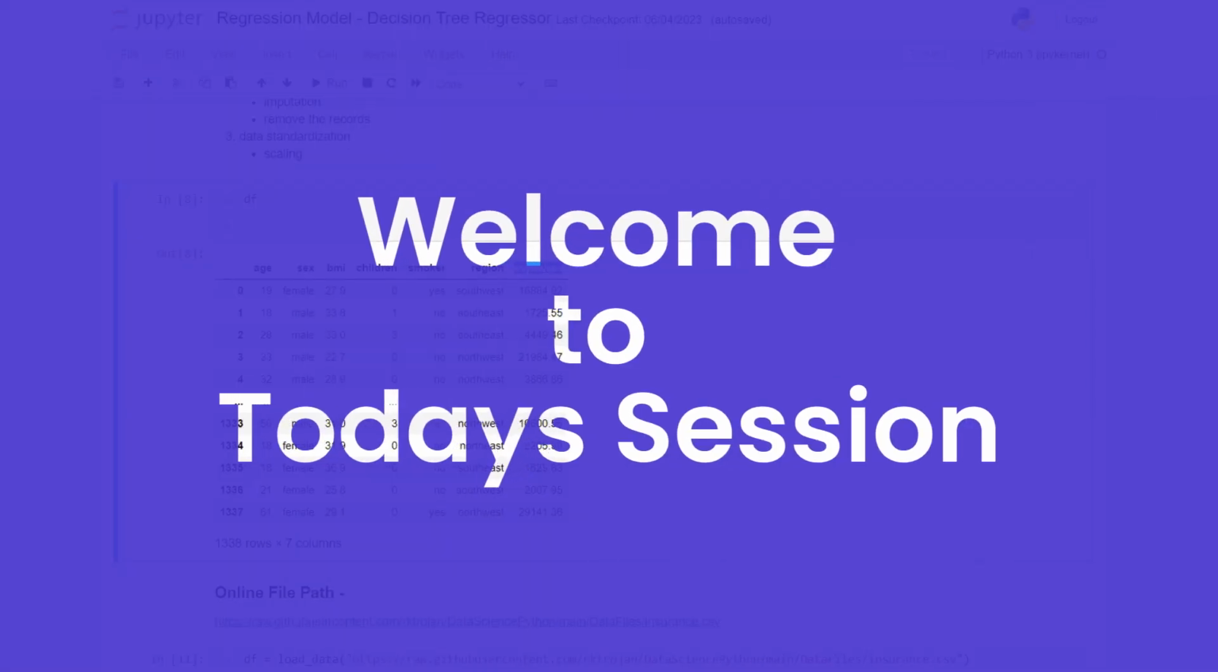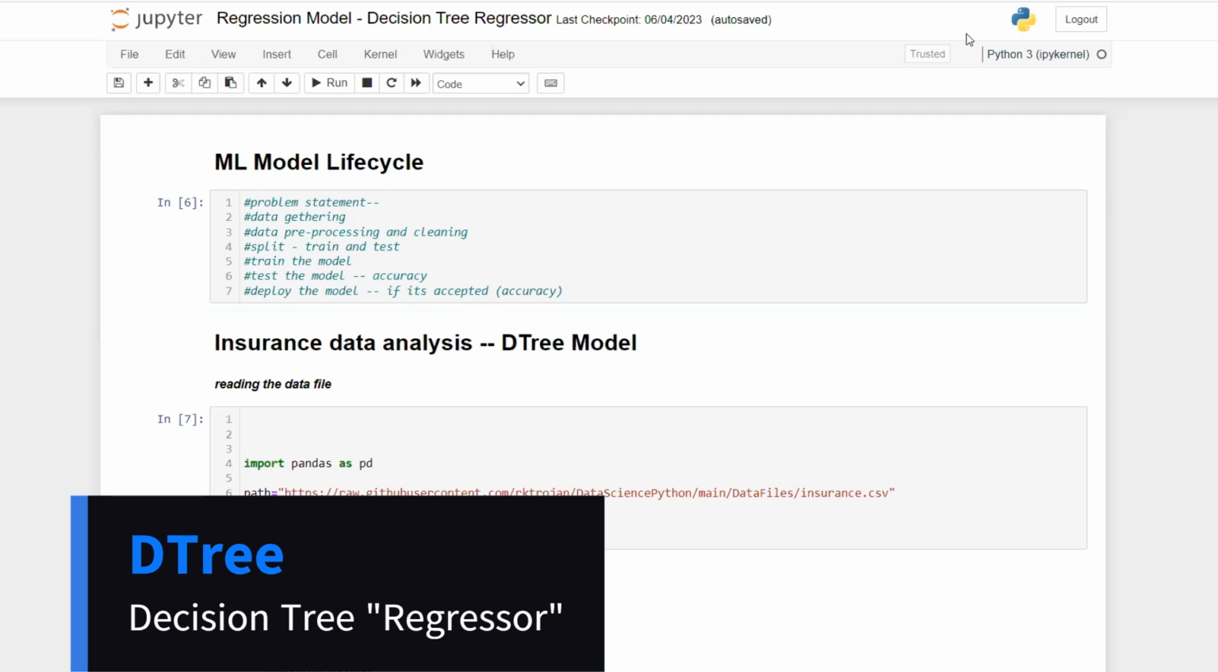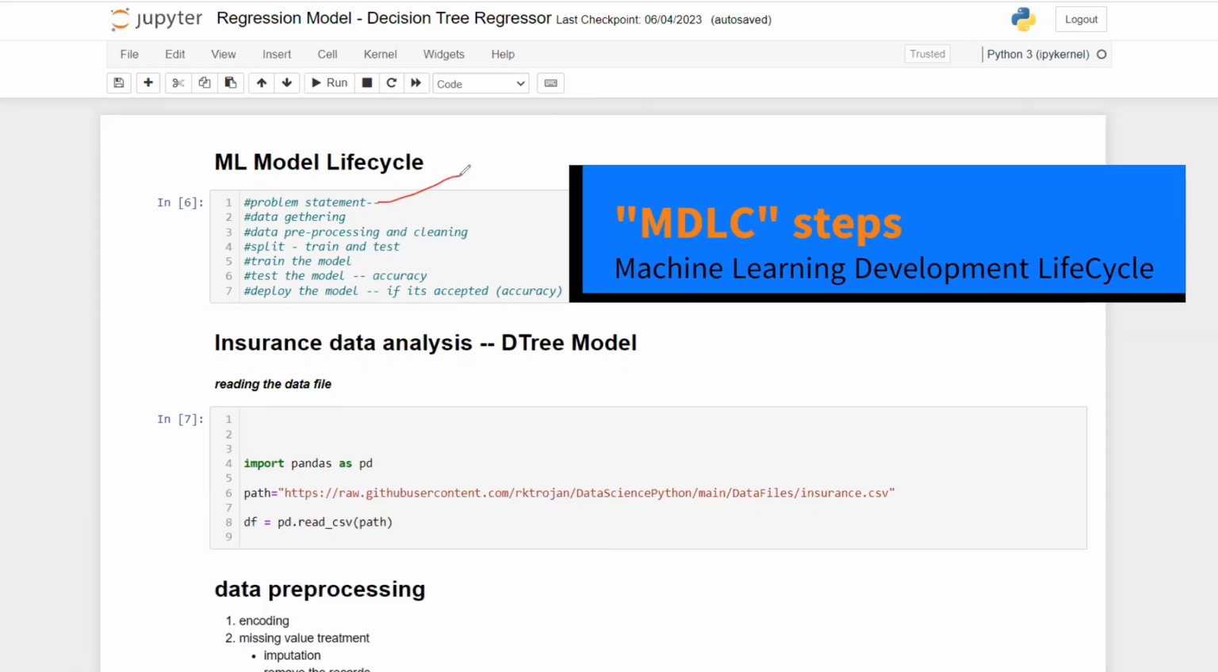In this case, now what we will do, we will change our model. So we will be using decision tree regression. Before we do that, you all should be clear about the steps. You should be clear about the problem statement.